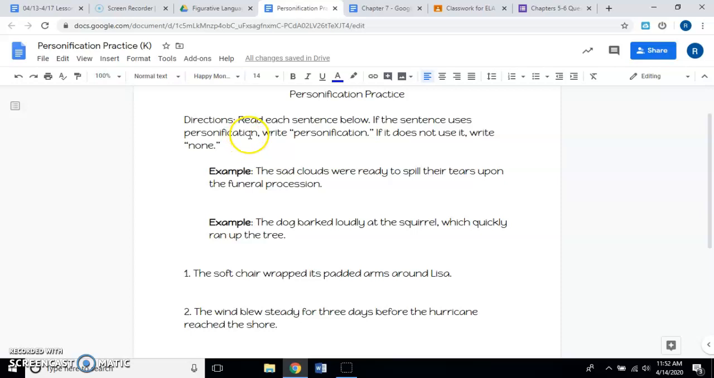So the directions say read each sentence below. If the sentence uses personification, you're going to write personification. If it does not use it, then you're going to write none.